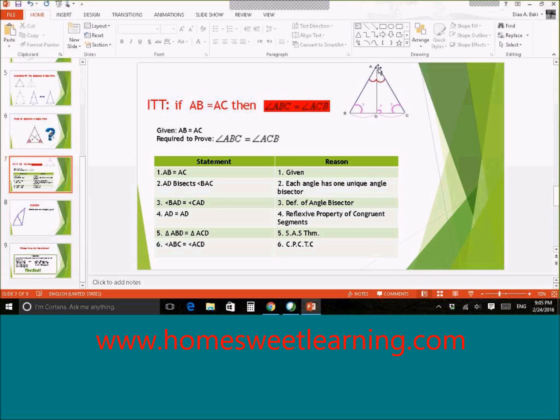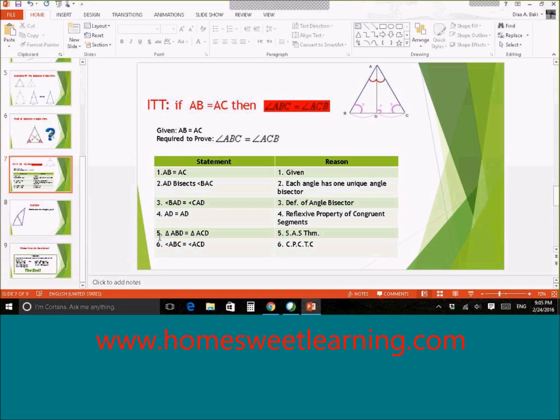The fourth one, AD is congruent to AD. That's what we say a quantity is equal to itself. This is what we call the reflexive property here of congruent segments, because we are talking about congruent segments. So in step 1, step 3, step 4, we prove the two triangles are congruent by S, included angle, and S, side, included angle, side.